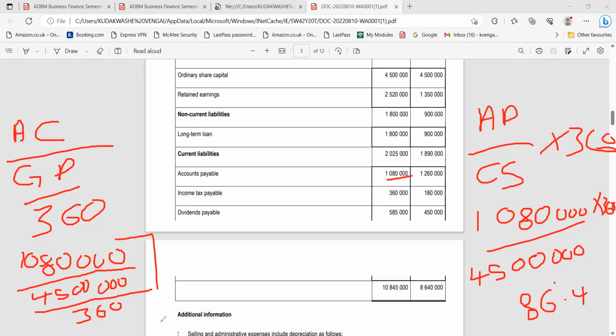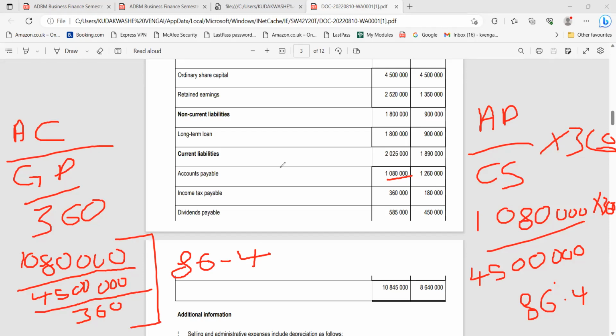All right. So again, this will give you 86.4 days. Right. So that's what? That's accounts payment, average payment period, right, for 2.1.3.